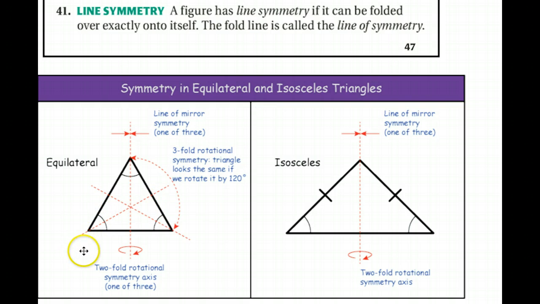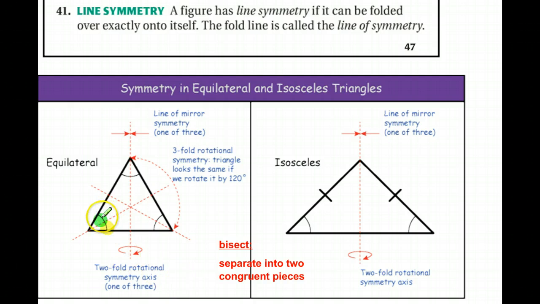And each of those lines goes through the vertex. And they go through the vertex in such a way that they bisect the angles, and then they bisect the sides. And bisect means to cut into 2 congruent pieces. Bisect is, again, a very important word in geometry. It means to separate into 2 congruent pieces. So this line of symmetry separates this angle into 2 congruent pieces.